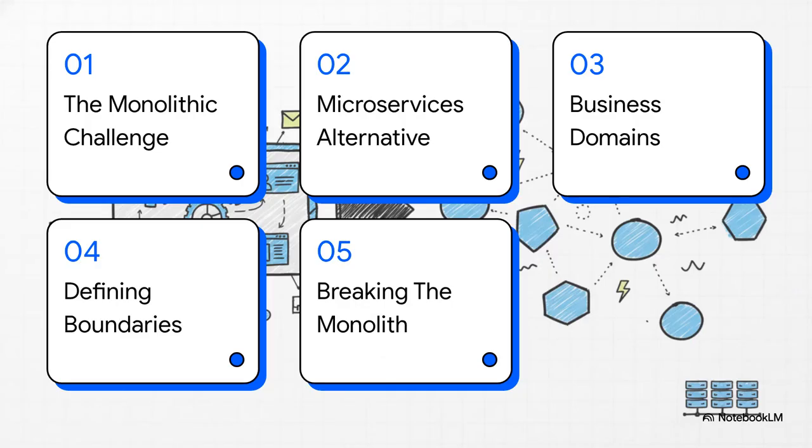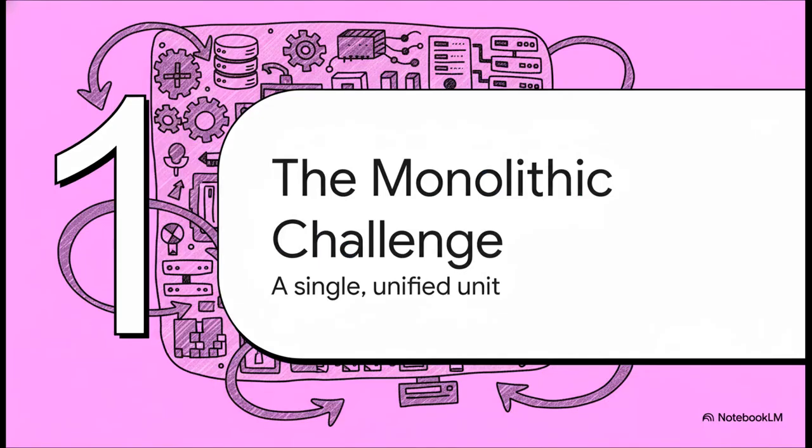So, here's our roadmap. We're going to start our story by looking at the old way of doing things, the monolithic challenge. From there, we'll explore its exciting alternative, microservices. We'll weigh the good and the bad, and then we get to the fun part. How do you actually, practically break a monolith apart into these small, powerful pieces? All right, let's dive right in.